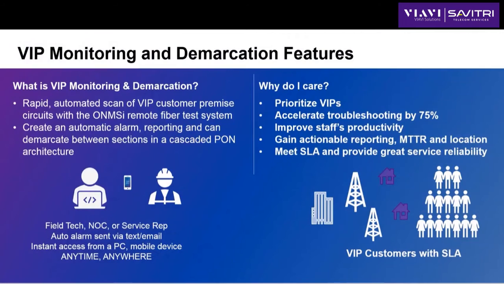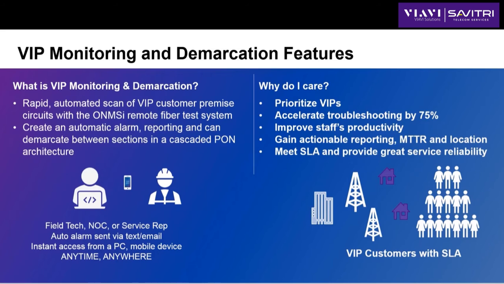So what is VIP monitoring and what are these demarcation features? It's basically where we set up a rapid automated scan of VIP customer premises, and we are going to monitor those circuits with the remote fiber test system. So that's a totally automated, hands-off process. It will create an automatic alarm, and then reporting can demarcate between the sections of the network.